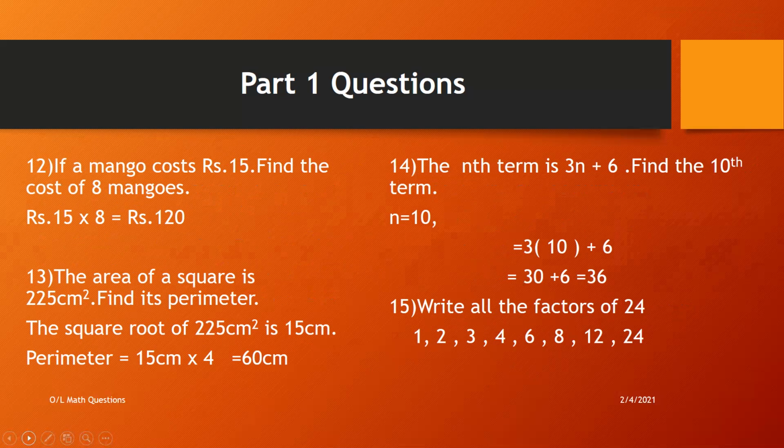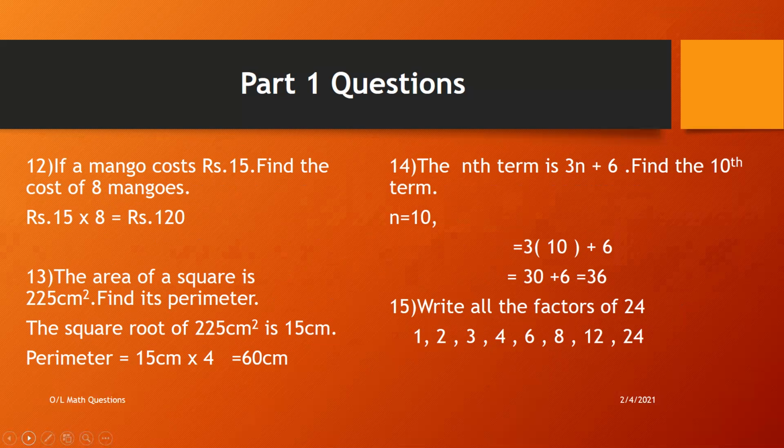The 13th question, the area of a square is 225 square centimeters. Find its perimeter. Now, the first thing you should do, you have to find the square root of 225. We know the square root of 225 is 15. It's a square, so all the four sides are the same. Now I know one side is 15 centimeters. Then how can I find the perimeter? Perimeter means we have to add all the four sides. So 15 times 4, it's 60 centimeters.